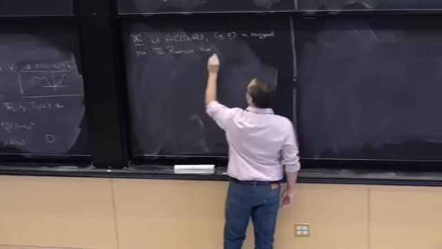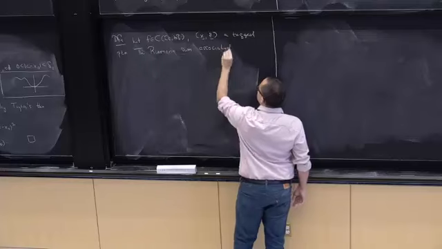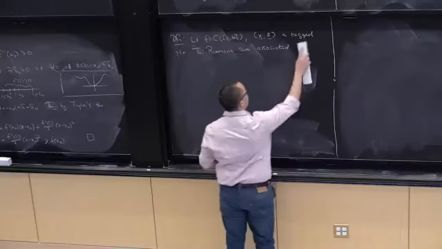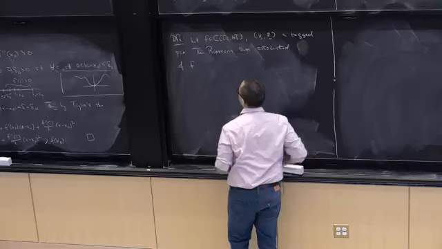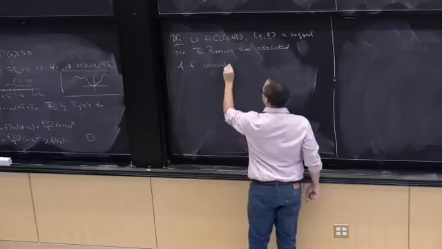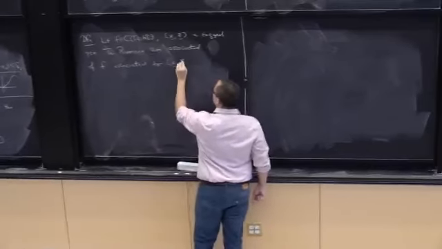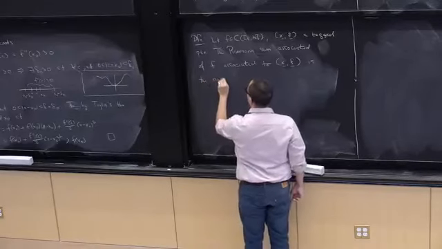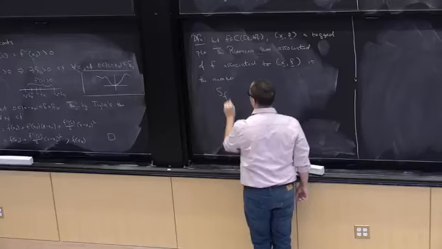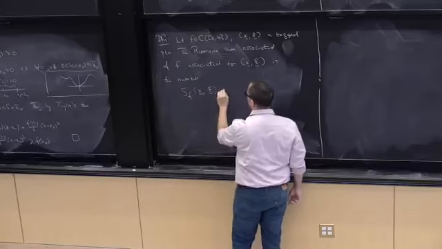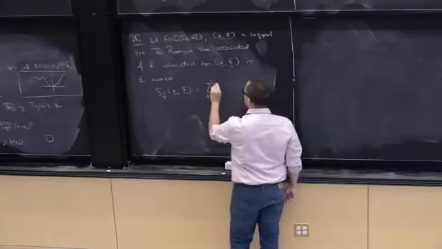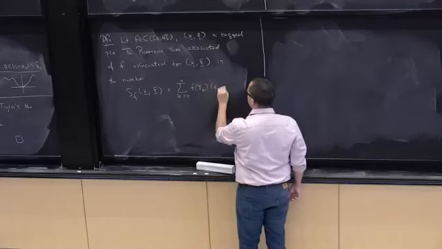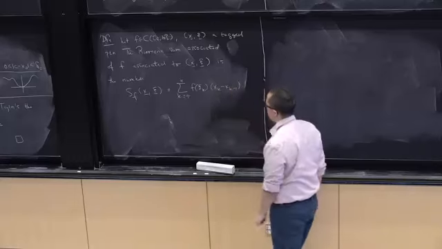The Riemann sum of f associated to the tagged partition (x, c) is the number S_f(x, c), which is the sum from k equals 1 to n of f(c_k) times (x_k minus x_{k-1}). Okay?